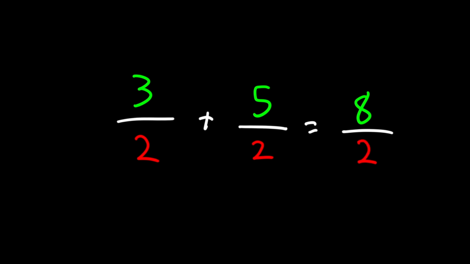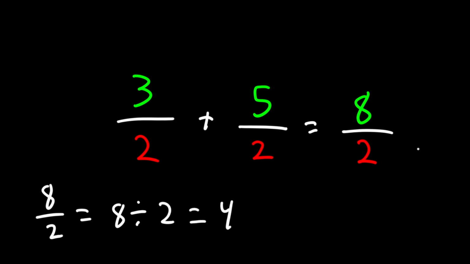Now recall how fractions are the same thing as division. So 8 over 2 is the same thing as 8 divided by 2. And 8 divided by 2 is 4. So that means 8 over 2 is 4. So 4 is our final answer.